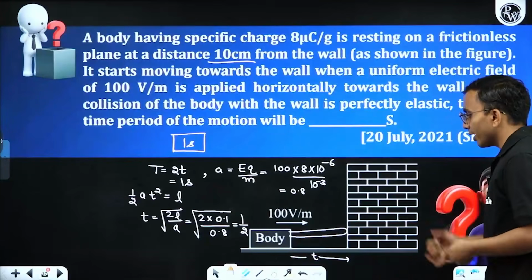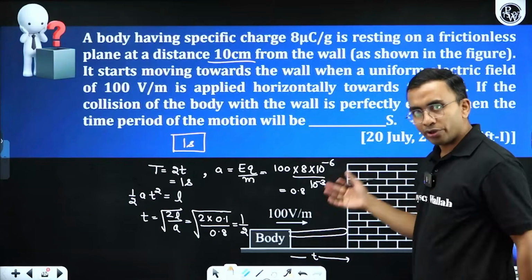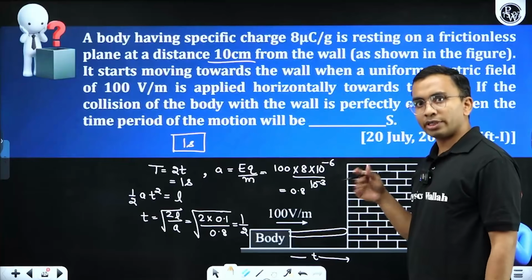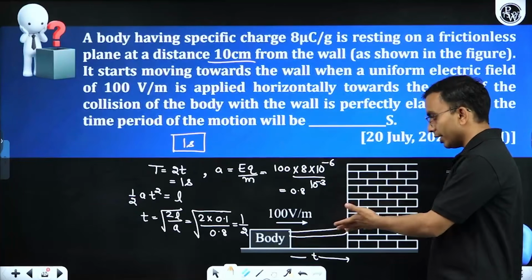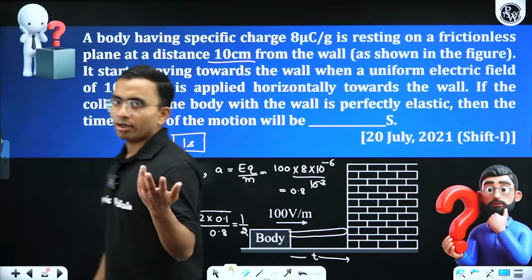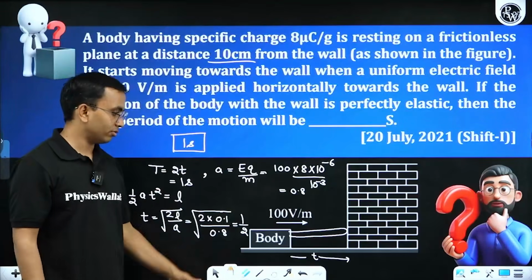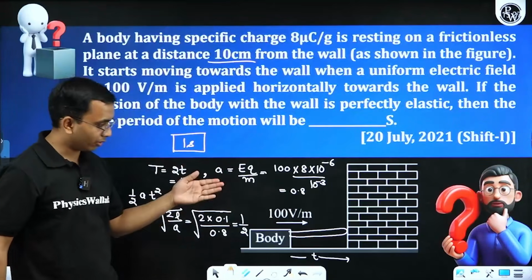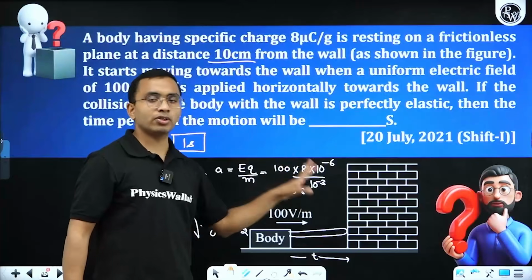Again, I'll say this motion is periodic motion, oscillatory motion, but not simple harmonic, because here the acceleration is constant. Acceleration is not of type minus omega square x. That is constant. It's a periodic oscillator. Go, strike, come back, go, strike, come back. It will continue like this.